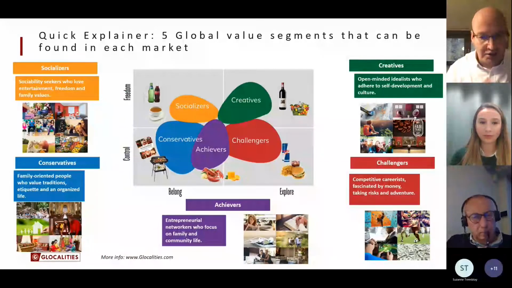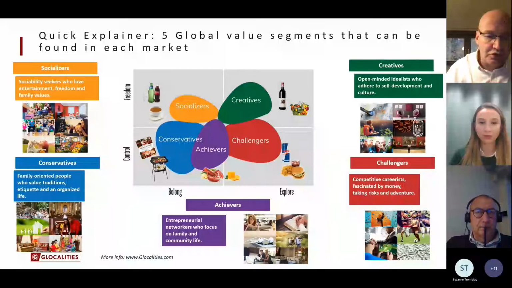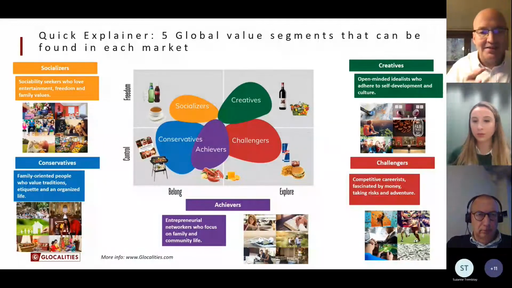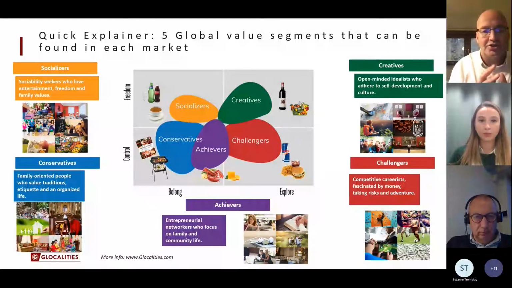Now, this is our segmentation. You can build your own segmentation. There are many other segmentations to build, but they will have fundamentally the same ideas in them. This is a segmentation based on a psychological axis and a sociological axis. We have belong and explore, and control and freedom. And these 5 segments that come out, the creatives, the challengers, the achievers, the conservatives, the socializers, you'll find them everywhere in the world, but in different sizes.